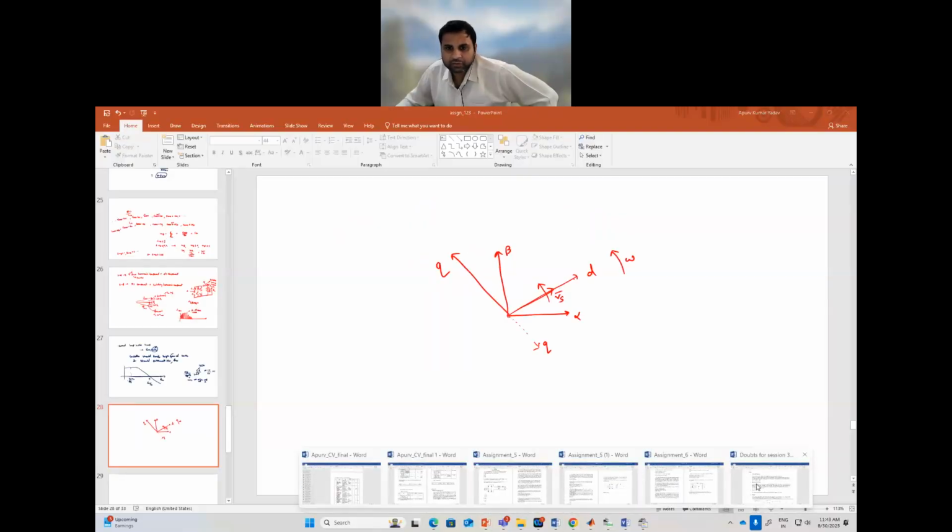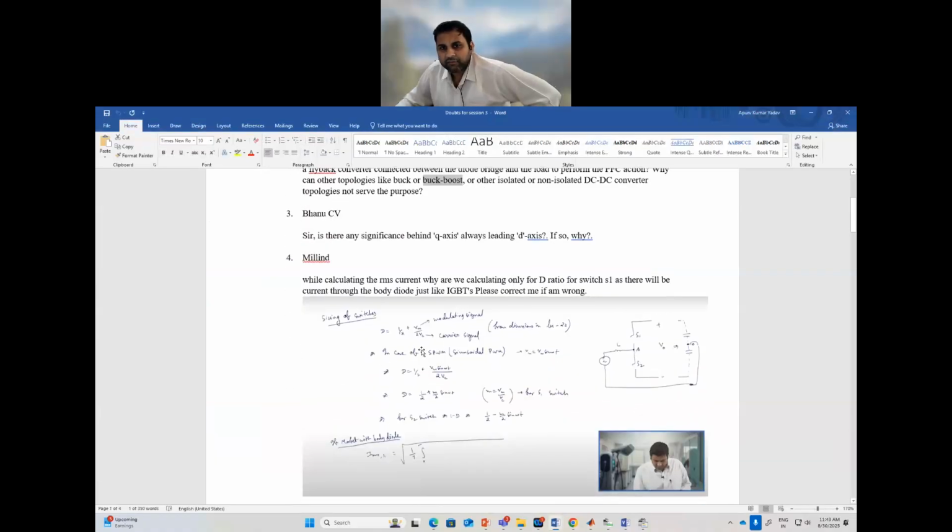Then comes your fourth question, from Million. While calculating the average current, why are we calculating only the D ratio for the S1 switch, as there will be current through the body diode just like the IGBT? I was actually asking about the MOSFET current. We have calculated only when the current is going from collector to emitter, but we have not considered the values when the current is flowing through its body diode for the RMS value. That was my question.